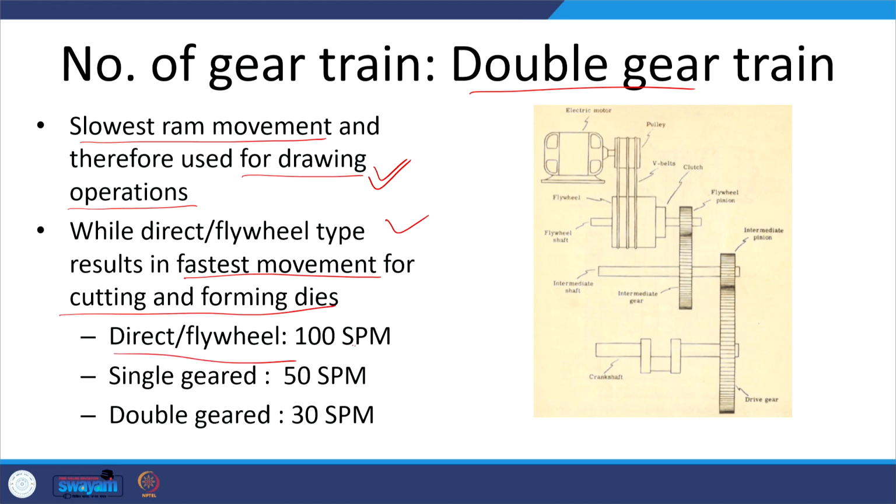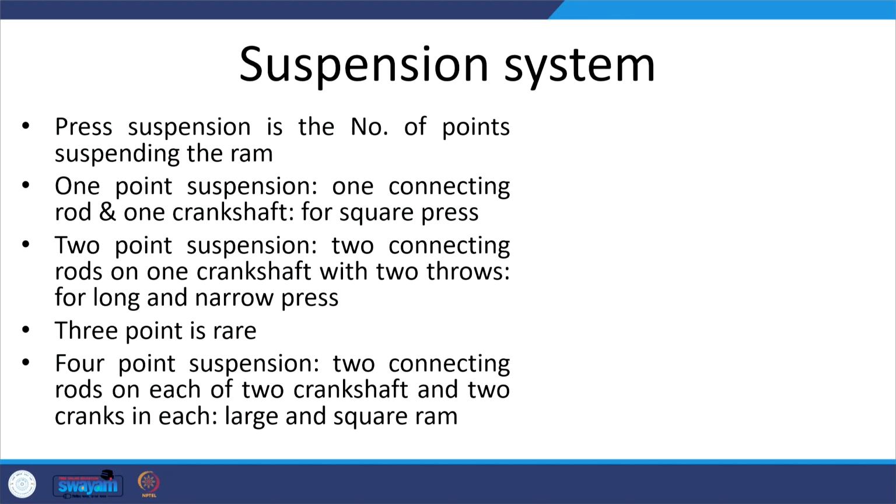This is about the number of strokes that are possible. Direct or flywheel type allows 100 strokes per minute, single geared allows about 50 strokes per minute, and double geared further fewer, about 30 strokes per minute.